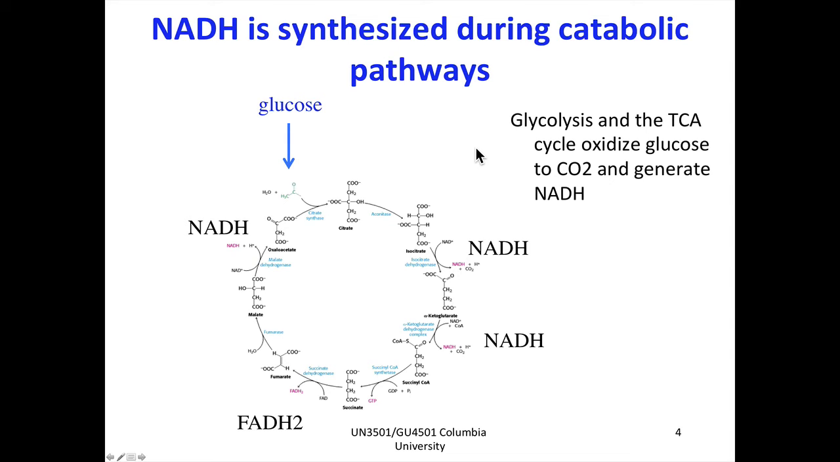Now, where do NADH and NADPH come from? NADH is usually synthesized through catabolic pathways, such as glycolysis and the TCA cycle. If you look at the TCA cycle in particular, there are 4 points where these reduced cofactors are generated: 3 places where NADH is generated, and 1 place where FADH2 is generated. So as we go from a 6-carbon citrate down to a 4-carbon succinate, that involves 2 oxidative events, and each of those generates an NADH.